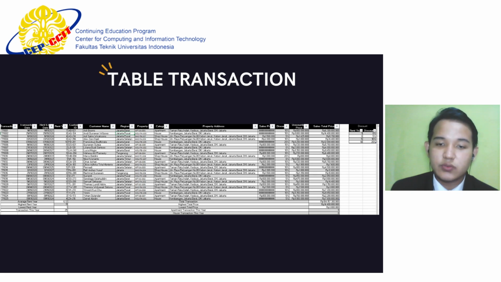And let's move to the right from before. There is total transaction using SUM, highest total price using MAX, lowest total price using MIN, and the apartment transactions that happened this year using COUNTIF, and the house transactions this year using COUNTIF too. Thank you.